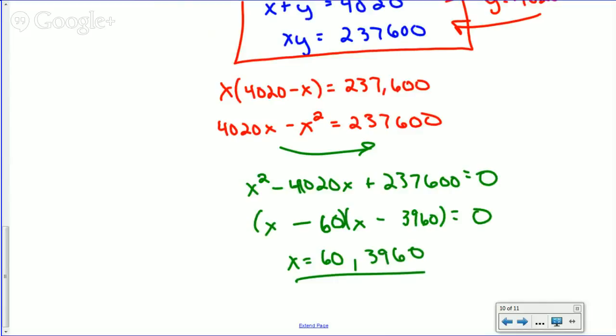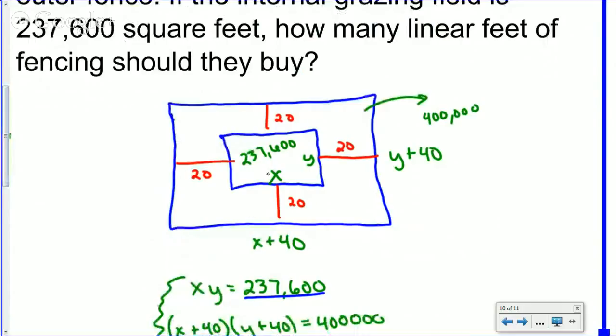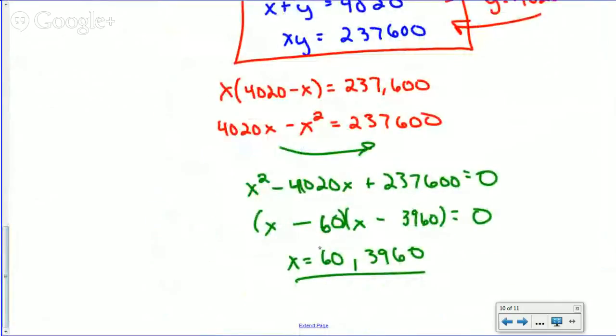Well, how can x be two numbers? I'm saying x is this one length, y is this length. How can this length be two different numbers at the same time? Well, it can't. What happens is I don't know if this is the short side or the long side. So it gives me options. If you pick x to be the short side, then y has got to be the long side. And if x is the long side, then y is going to be the short side. So really, you found your dimensions right there.